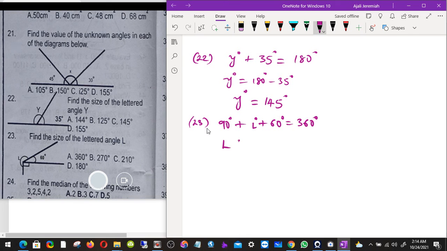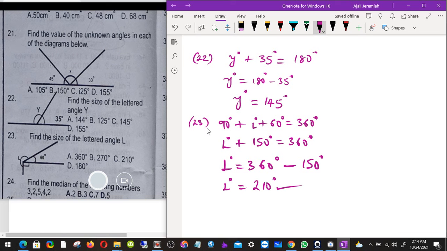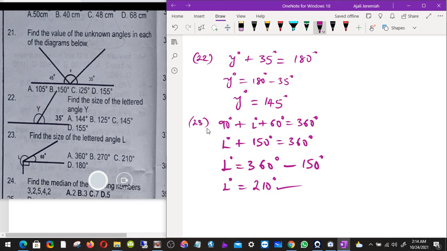So L degrees plus, this is 150, equals 360 degrees. So L degrees becomes this minus this, which is 210. Okay, 210 degrees, and that's option C.